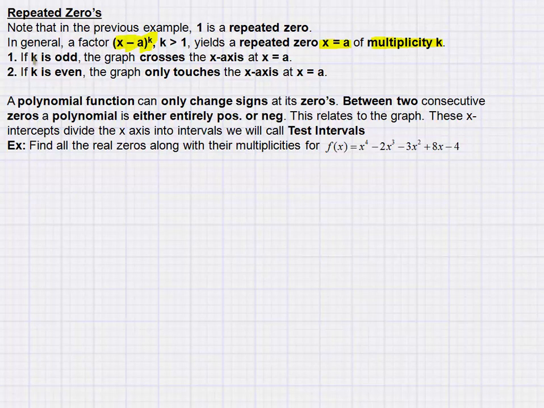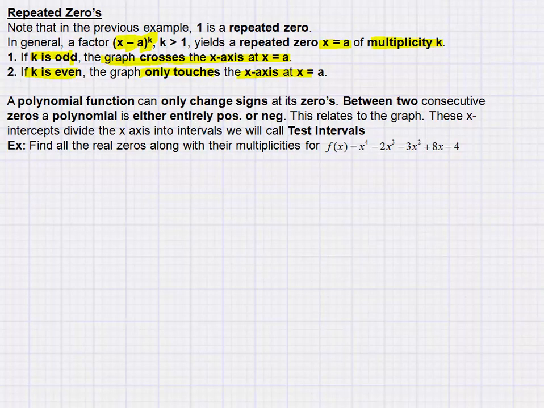Now, that multiplicity being even or odd affects how that 0 behaves on the x-axis. If your multiplicity is odd, your graph will cross the x-axis at that particular 0. However, if your multiplicity is even, the graph will only touch the x-axis at that 0 and then bounce off. So another way to think about it is that your polynomial will change signs when you have an odd multiplicity, and your polynomial will stay the same sign when you have an even multiplicity.